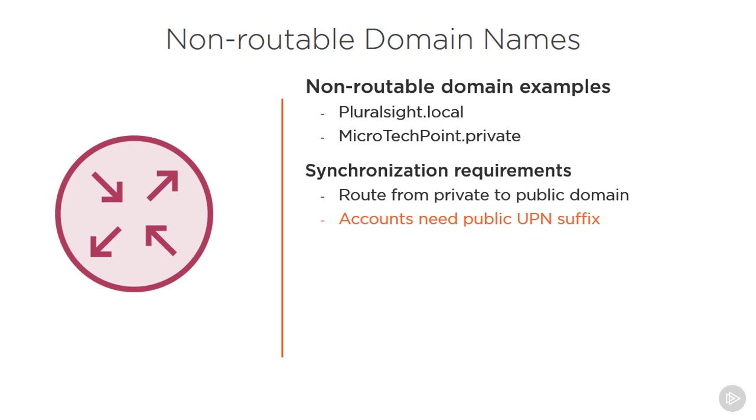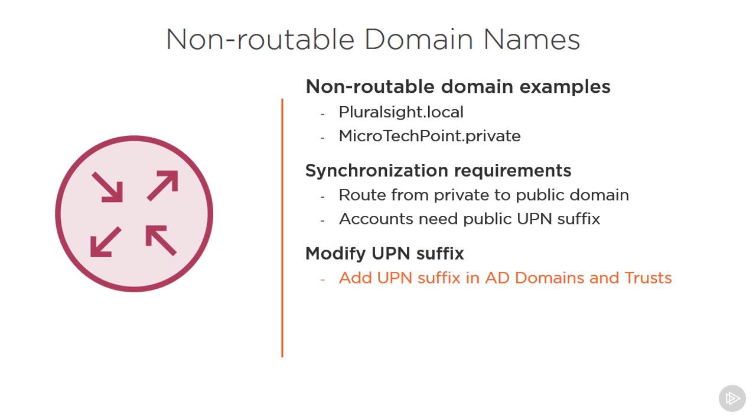and that all the accounts have a public user principal name suffix, or UPN suffix. If they don't, let's say for instance we're using an internal microtechpoint.local and now we're trying to synchronize, well, it's not going to work. So we need to modify the UPN suffixes for all those users who are using that internal non-routable domain. What we'll do is go in through Active Directory Domains and Trusts, and in there we can add the UPN suffix. I'll show you where to do this in just a little bit.